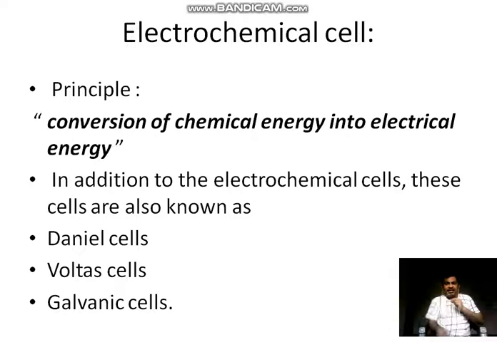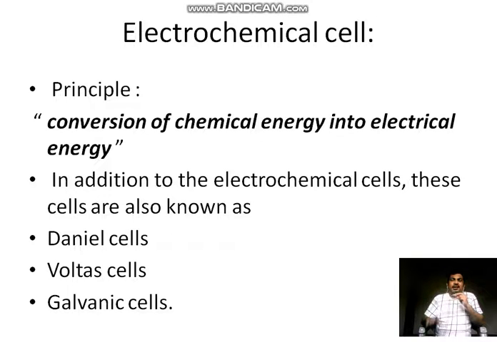So now, after getting this idea about electricity, how do chemicals produce electric current? That we are going to study. The device which produces electric current is known as an electrochemical cell. So here we are going to study the electrochemical cell. A very simple principle is used here: conversion of chemical energy into electrical energy. Whatever chemical energy is there is converted into electrical energy to produce electricity.